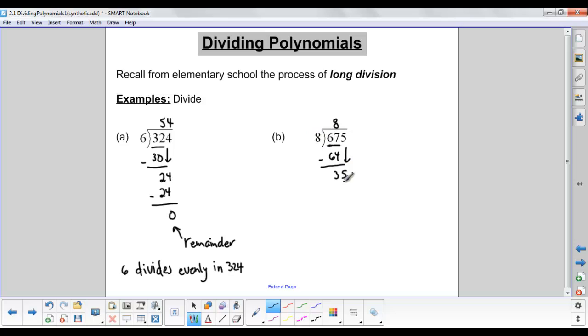Now how many times does 8 go into 35? Well, that would be 4 times. 4 times 8 gives us 32. We do the subtraction and we end up with 3. 8 is too big to go into 3, so again, that's our remainder. And because it's not 0, we know that 8 doesn't divide evenly into 675.